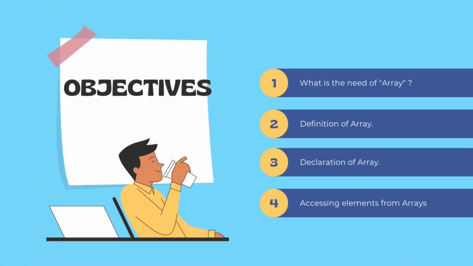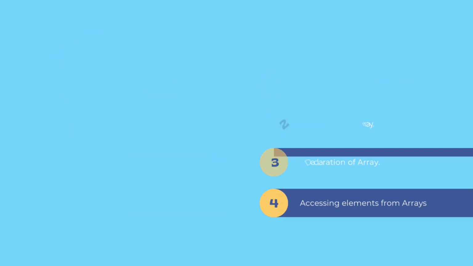So here are the objectives of today's class. At first, we will learn about the necessity of an array. Next, we will learn to define array. Next, we will learn to declare array. And last but not the least, we will learn how can we access elements from an array.